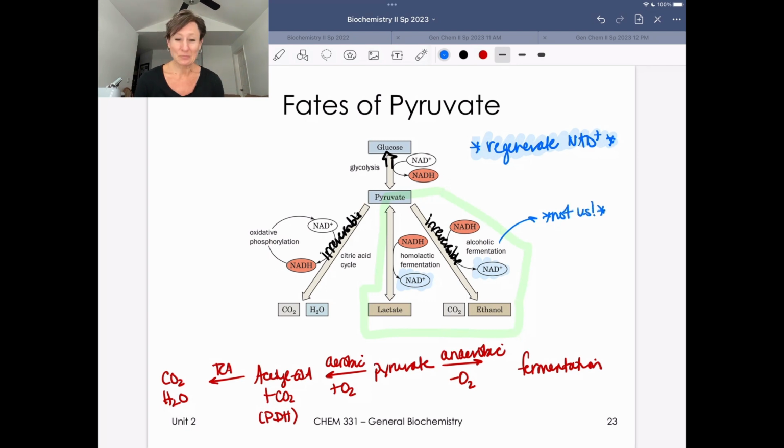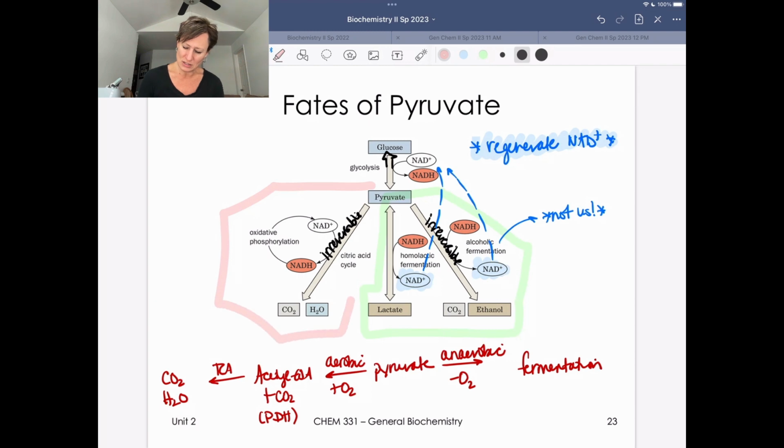something we do. But the intent is that we undergo these anaerobic fermentative processes to regenerate NAD+, and that's important because this NAD+ is required to continue glycolysis.